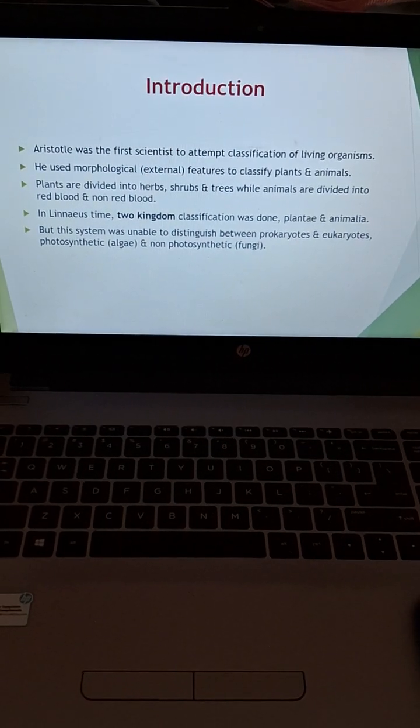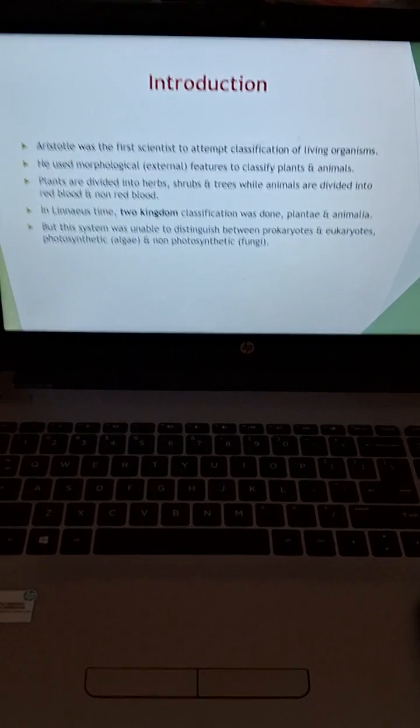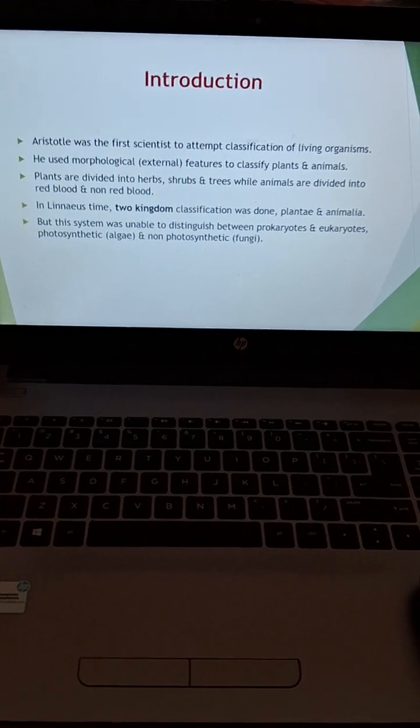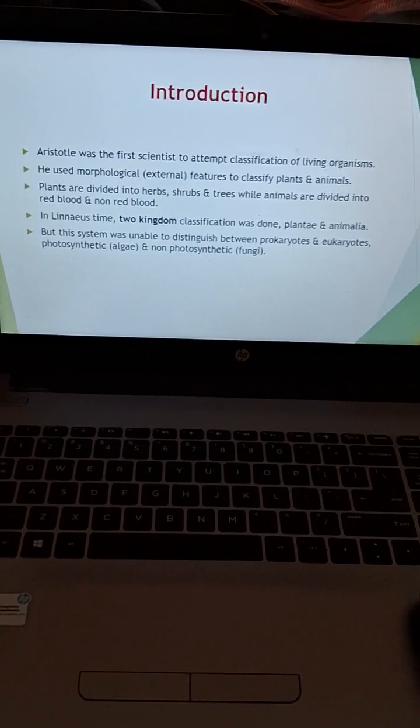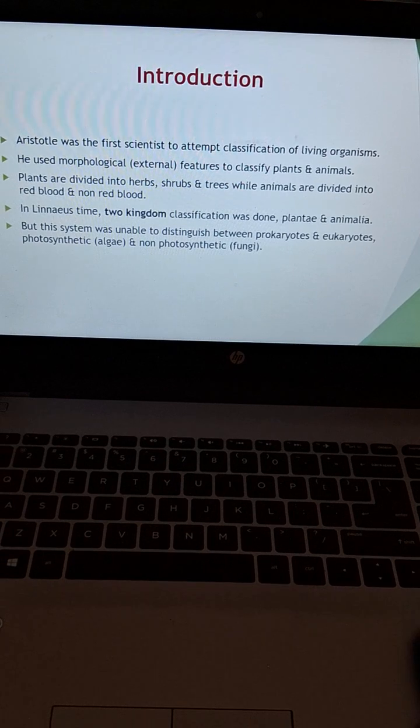So next, photosynthetic and non-photosynthetic organisms. Photosynthetic example is algae and non-photosynthetic is fungi.